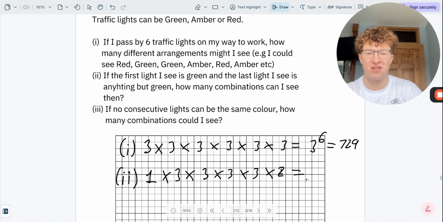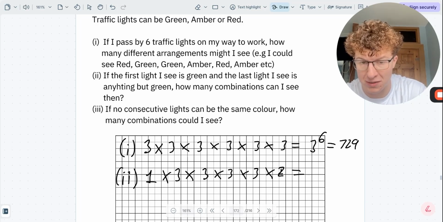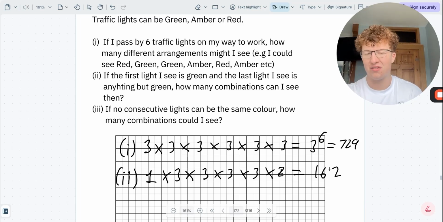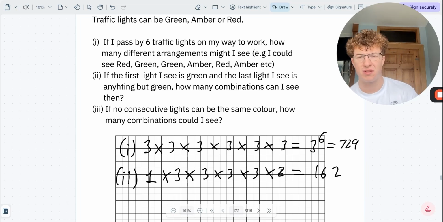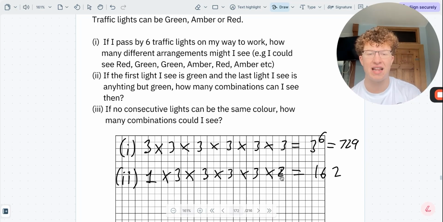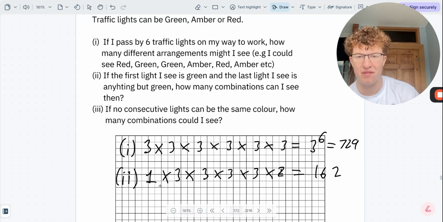So now we're just going to put this into our calculator. So 3 times 3 times 3 times 3 times 1 times 2. That's 162. So there's 162 different arrangements you could have there, where the first light has to be green. That's why we have a 1. And the last light has to be anything but green. So that's why we have a 2.